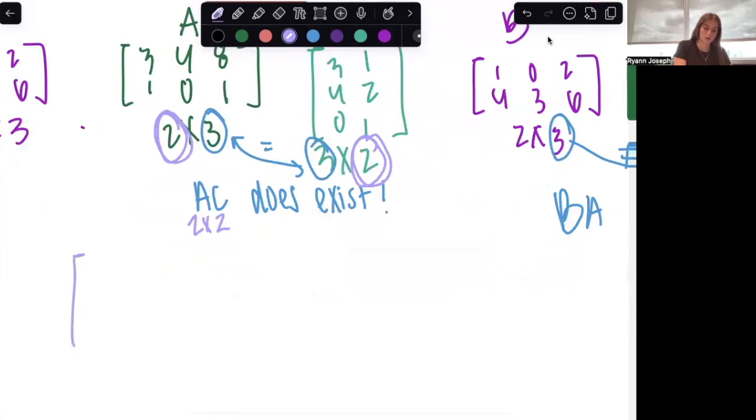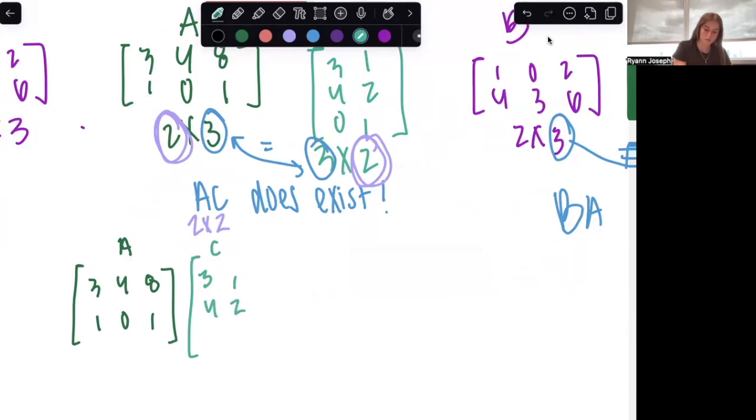We'll be doing 3, 4, 8. Actually, I'm going to keep them their same colors. Okay, so 3, 4, 8, 1, 0, 1, A times C, 4, 2, 0, 1 comes out to be a 2 by 2. So I know AC, there's going to be 4 entries in this entire thing. It's a 2 by 2.